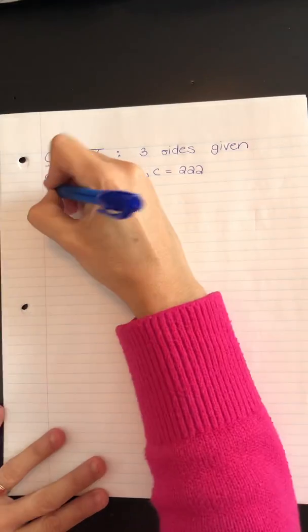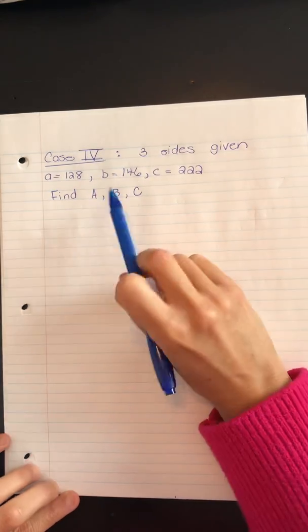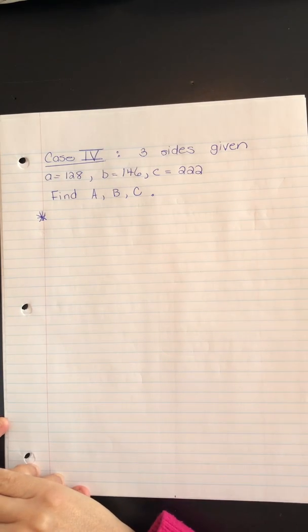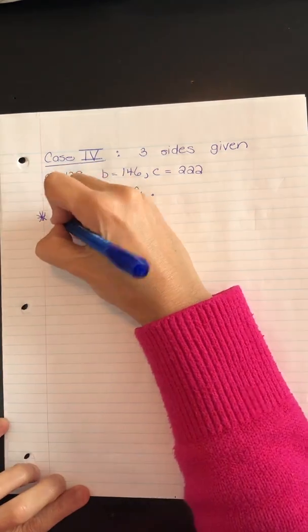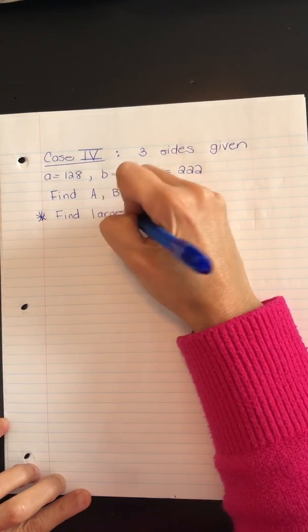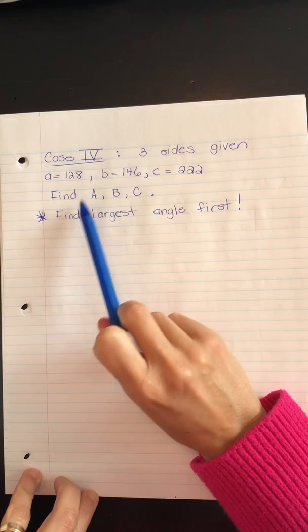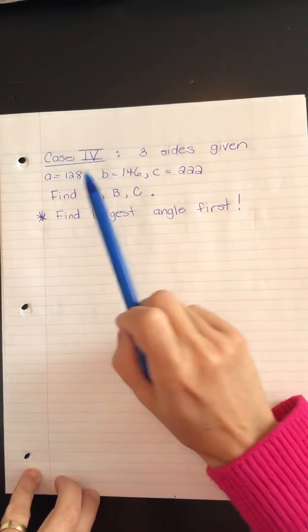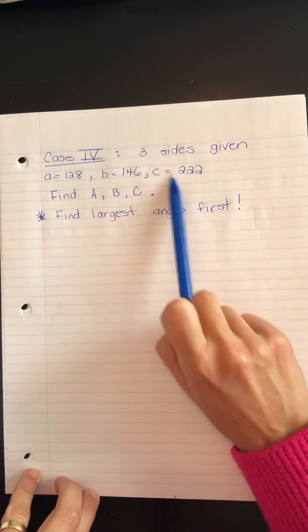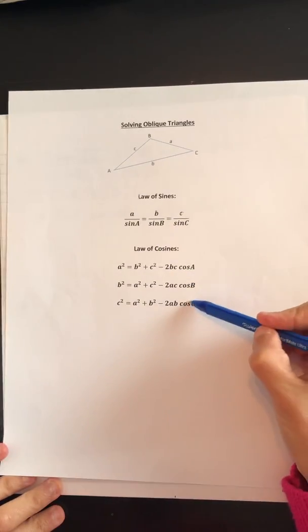Okay, so first, let me state that what we need to find in this question are the 3 angles, so uppercase A, B, and C. We have to begin with the cosine law. And the rule for this case is opposite the rule from case 3. For this case, we find the largest angle first. How will we know which angle is largest? Again, it will be opposite the largest side. So here, the largest side is C, and that means the largest angle is C.